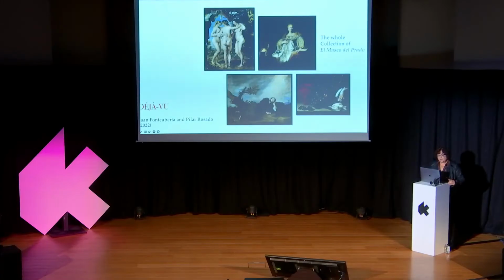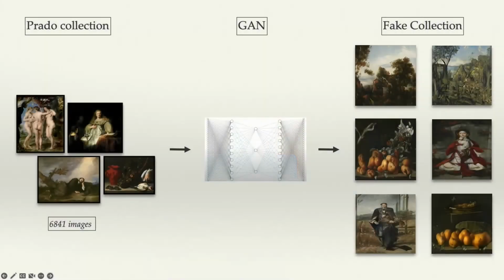The project Déjà-vu applies GAN technology to a dataset composed of all the works belonging to the collection of the Prado Museum in Spain. Images from landscapes, still lifes, portraits. Ever since their conception, GANs have raised a lot of interest in the academia, mainly because the quality of results that they produce is much better than in any other competing approaches.